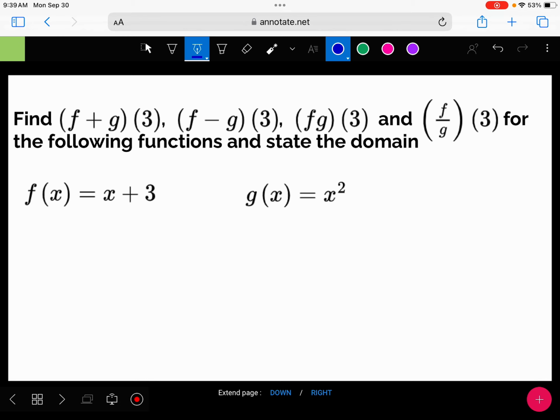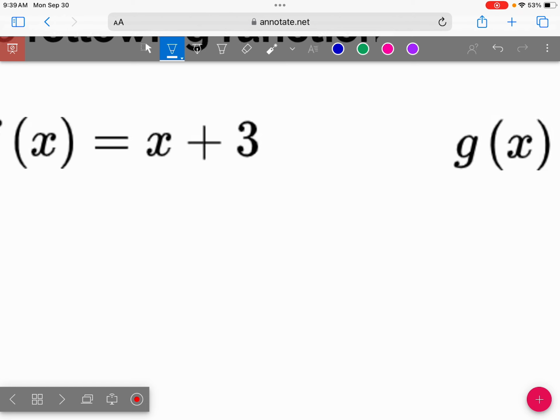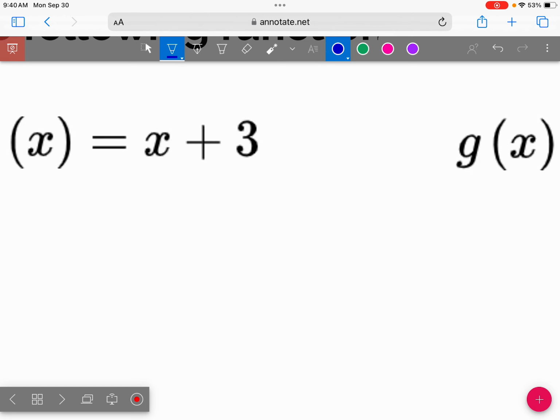One more set, okay? And we're just doing it with numbers. But we're going to hit all of them. So just fixing because it had a weird piece on here. There we go. So we've got f of x as x plus 3. g of x is x squared. We're going to do f plus g of 3, f minus g of 3, f times g of 3, and f divided by g of 3. So all of these are evaluating at 3. So let's find out what is f of 3.